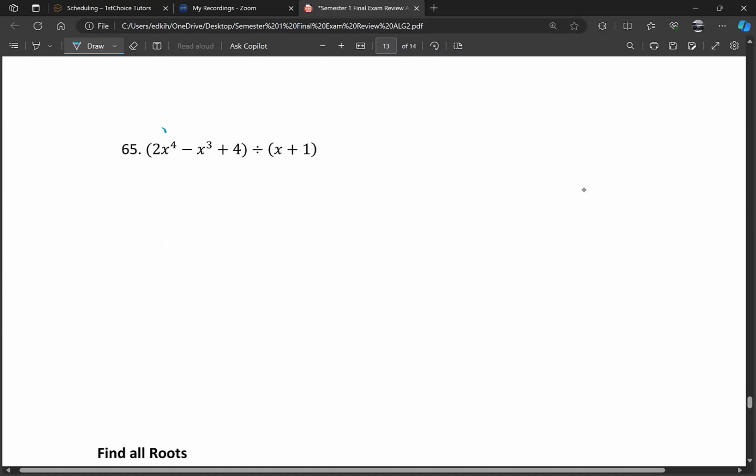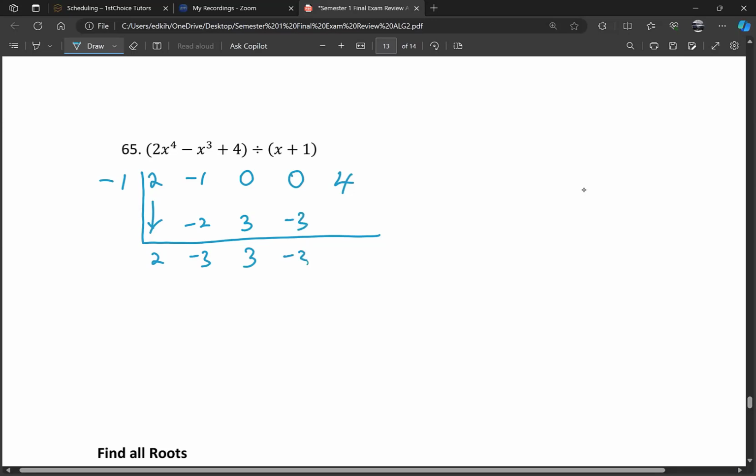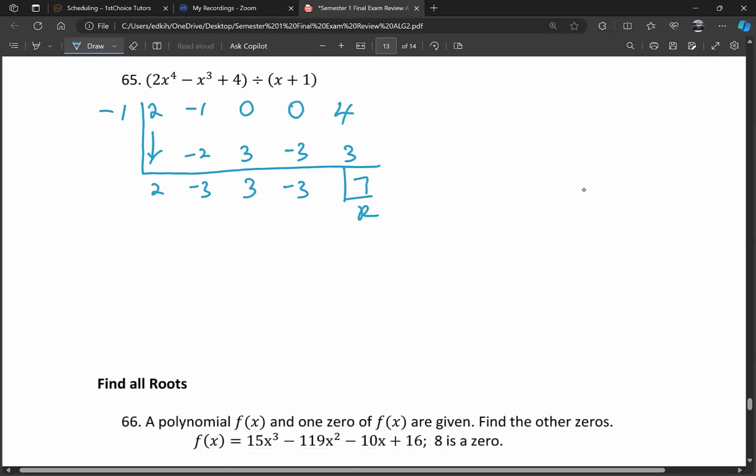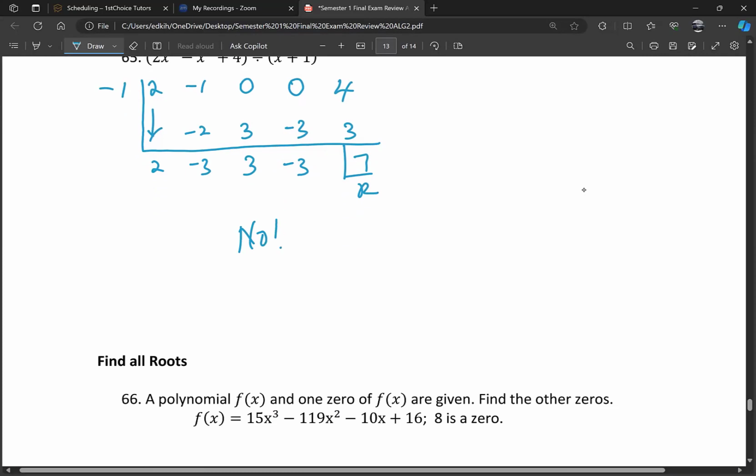Okay, notice here, we're missing a bunch of terms. We don't have x to the second. We don't have x to the power of 1. So we need placeholders. Just as a reminder, -1. So we have a 2 and -1. We're missing x to the second, so I'm going to put a placeholder. We're missing x to the power of 1, putting a placeholder. And then we do have a constant as a 4. So drop down the 2, multiply, add these guys. -3. Oh, yeah, this becomes a -3. -1 times -3 is a +3. The remainder here is a 7. So this is no, not a factor.